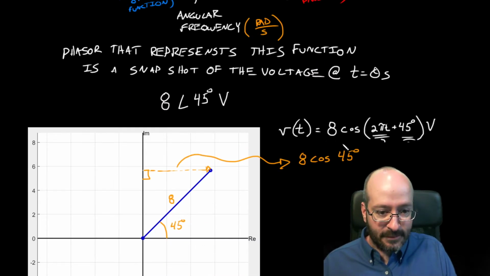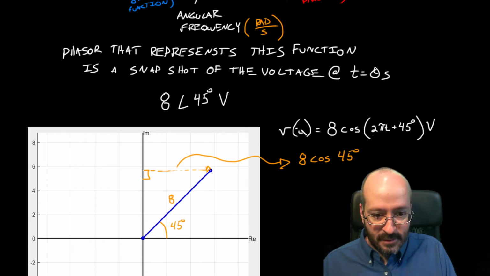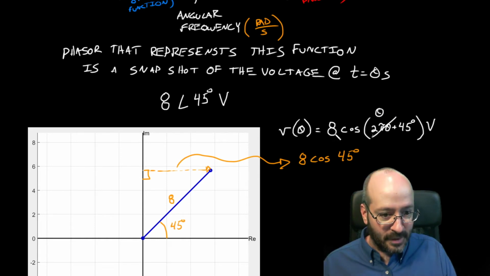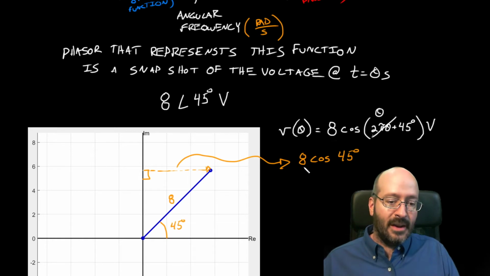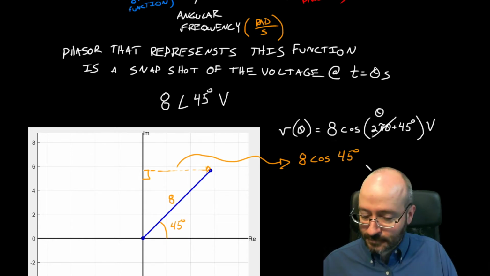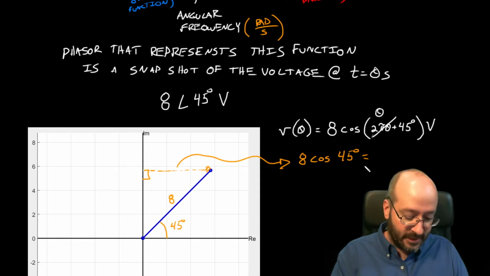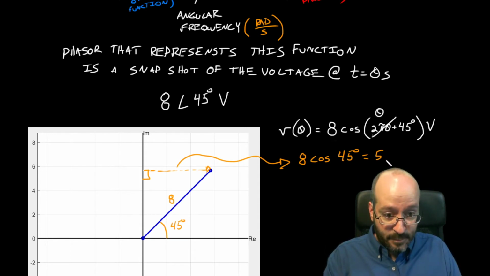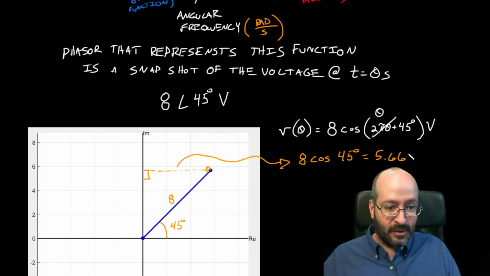If I'm evaluating that voltage at t equals 0, then anywhere I have a t, I put in a 0 for 0 seconds, which is going to make that whole term, the angular frequency, disappear, right? 0, and I'm left with 8 cosine 45 degrees. 8 cosine 45 degrees is equal to, let me read it off my calculator here, 5.66, we'll call it.